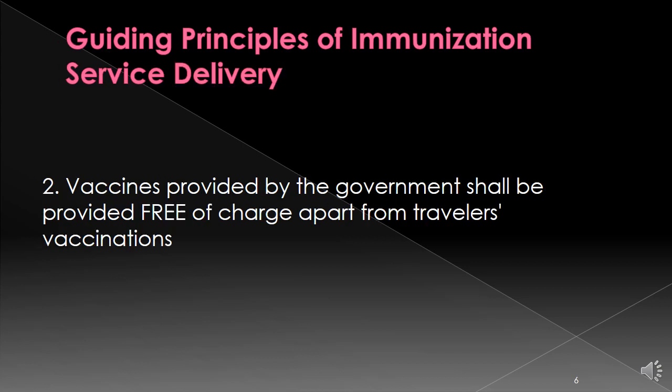Number two, guiding principle is that vaccines provided by the government shall be provided free of charge. That means no child is supposed to pay for the primary vaccines except for those vaccines that are listed as travelers vaccinations. For those ones they pay, like the yellow fever, okay? But otherwise, all the other primary vaccines are supposed to be administered free of charge.